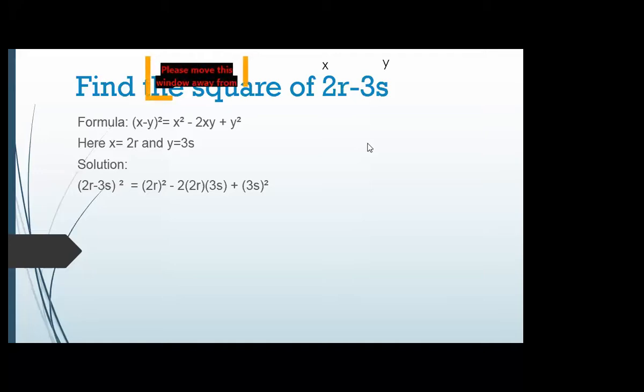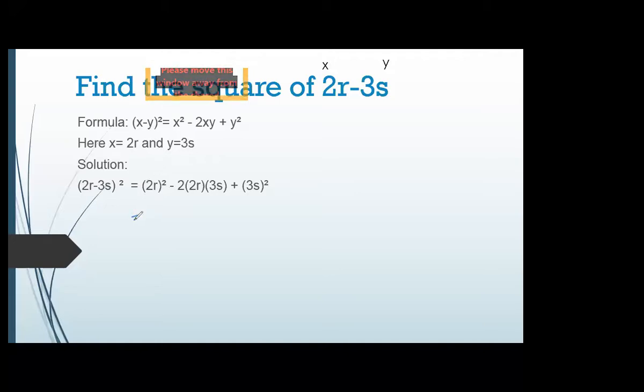Now, what we have to do: first term square, minus twice the first term into the second term, plus from the formula, y square, that is 3s square. We just have to put the values of x and y in the given formula. According to our formula, x is 2r, so we put first (2r) whole square, minus 2, from the formula, first term that is 2r, second term that is 3s, plus (3s) whole square. Clear?